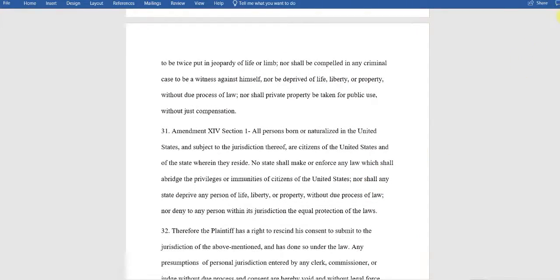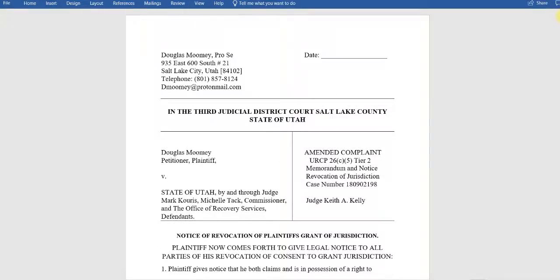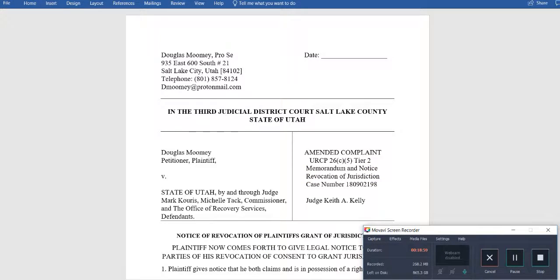So, there you go. And that is a memorandum and notice, and we'll see what happens.